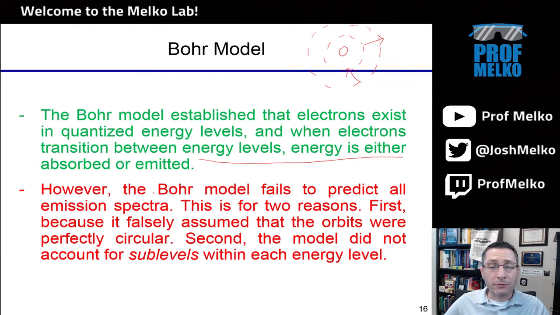The Bohr model failed though to predict all emission spectra. As our experiments got better, we figured out there was light emitted where we didn't necessarily expect it based on the Bohr model. So we had to improve that by accounting for sublevels. In addition, the orbits, as they're shown here as perfect circles, aren't exact perfect circles, and we'll get into that later on. So the Bohr model did correctly establish this quantized energy level structure, but it got the number and the shape of these energy levels wrong.